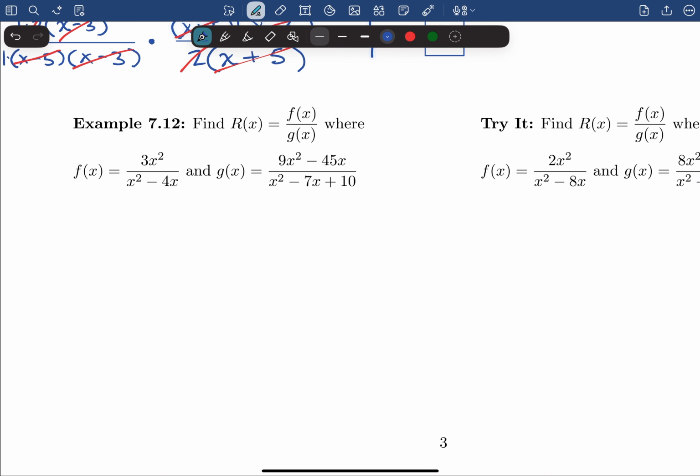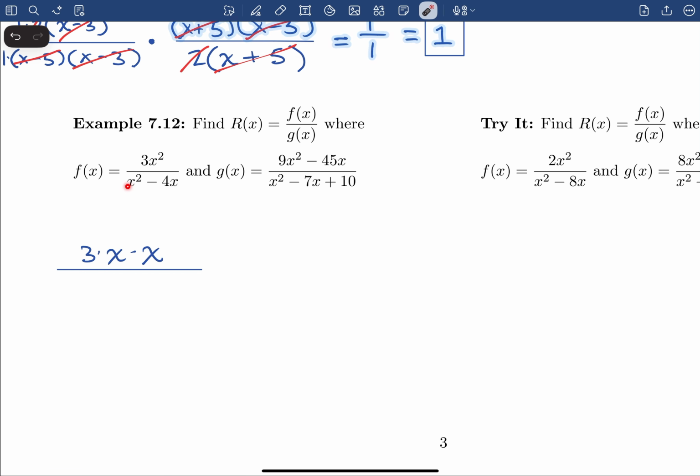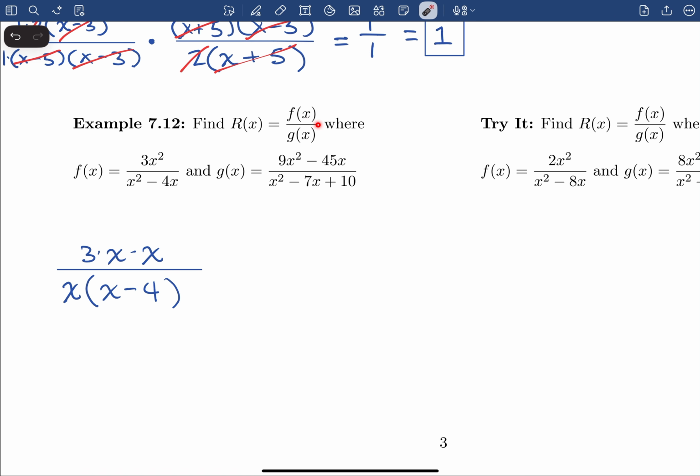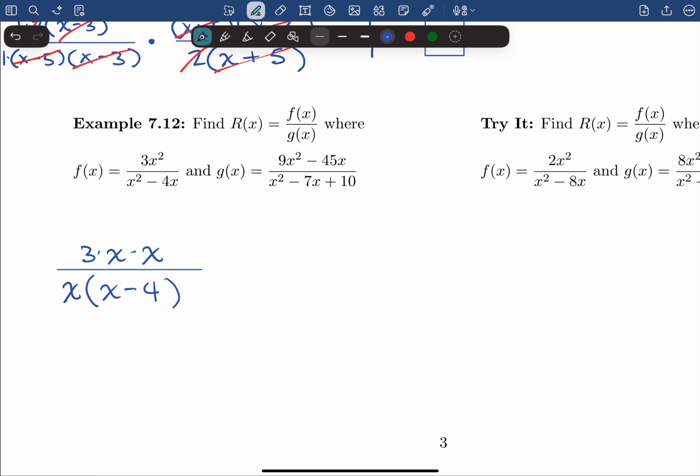So here I go. Let's keep the f of x function the same, but we're going to find its prime factors like this. Okay, so 3x squared is 3 times x times x. When I see x squared minus 4x, I think, well, there's a GCF. The GCF is x, and so I'm left with x minus 4. Great. Now I'm going to change the division to multiplication.